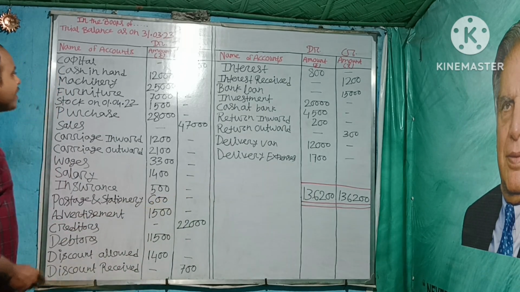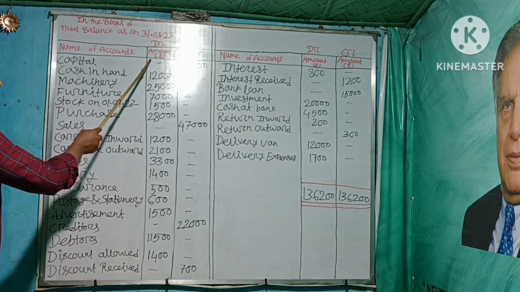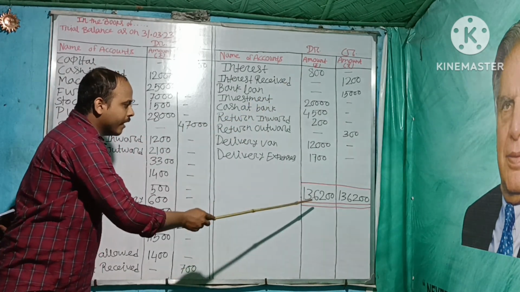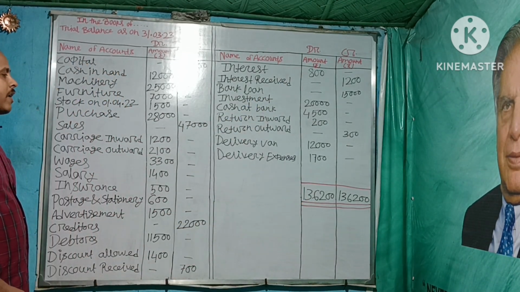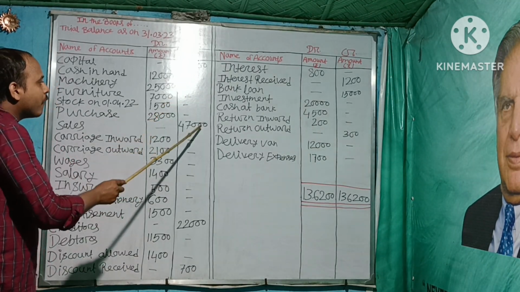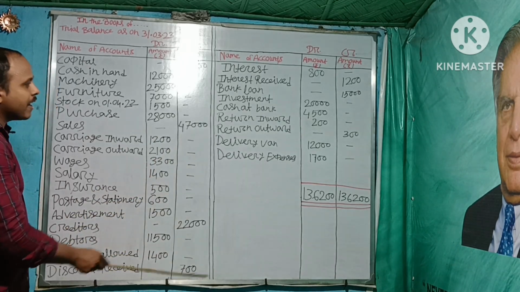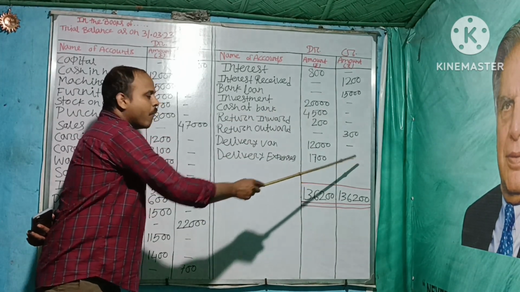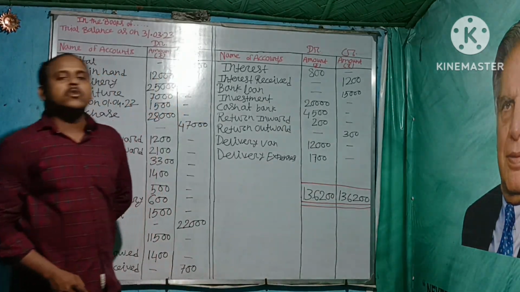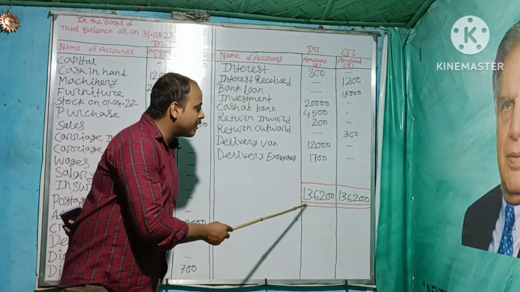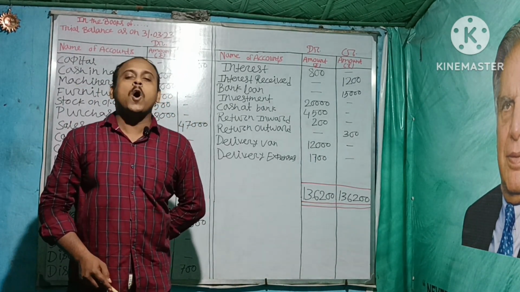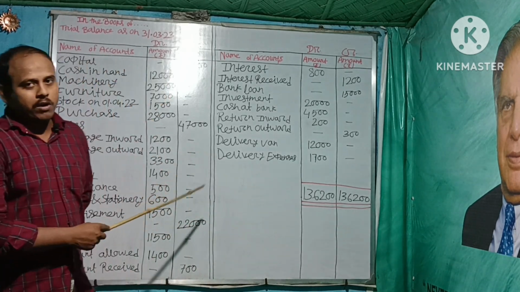After putting these in, we sum up the debit column amounts from here to here, and also the continuation, and we get 1,36,200. Again we sum up the credit column: 15,000, 47,000, 22,700, and so on. After that, whatever amount comes, we sum up, and we get 1,36,200. Here we observe that both sides, debit as well as credit, tally. So we hope that our trial balance is all right.